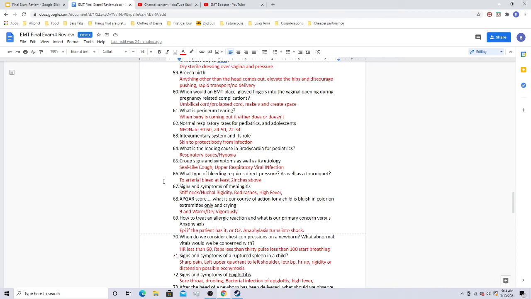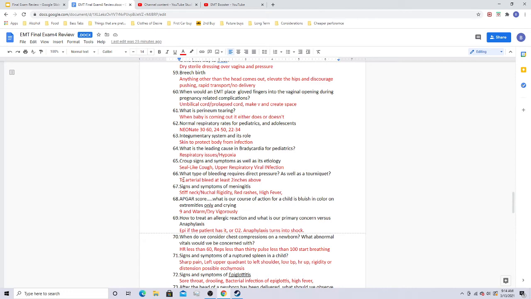What is the leading cause of bradycardia in pediatrics? Respiratory issues and hypoxia. Generally, you're not going to see a ped who's having cardiac only issues. It's normally respiratory that causes cardiac related issues. But with medicine, there's no absolutes. So, don't go sending your sails without having an idea of what's exactly going on.